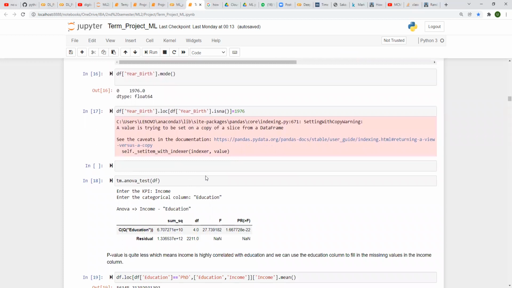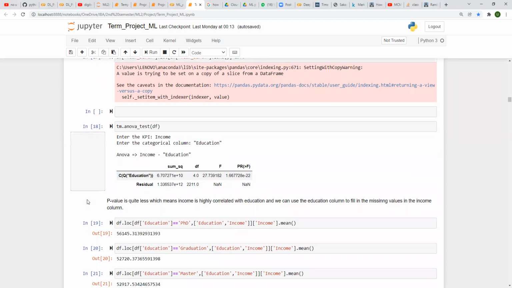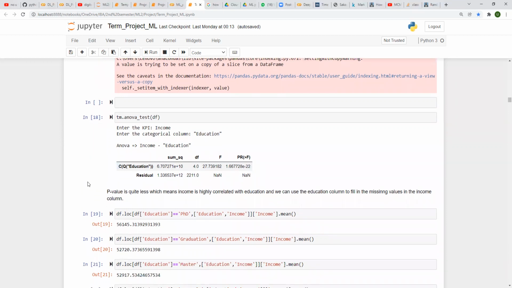And once it's done, this is the ANOVA test of income with education, because the income column has the missing values and we have to see what we can fill those missing values with. So income and education are highly correlated. The p-value, as we can see, is insignificantly small, and this means we can accept our alternate hypothesis and say that these two are dependent on each other.